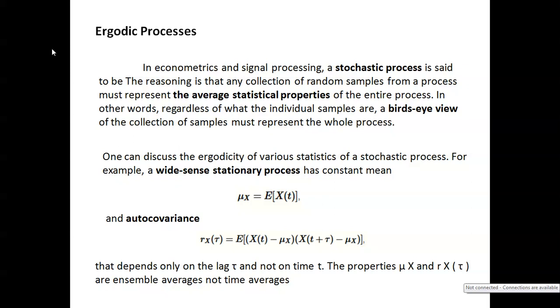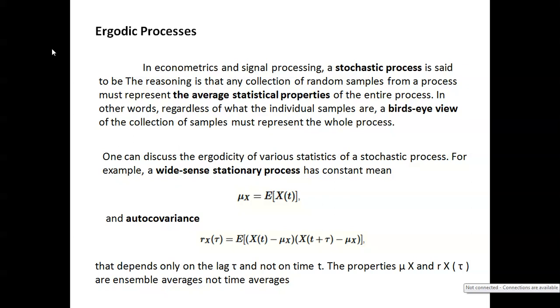So the ergodic process is wide-sense stationary with a constant mean. You can write it as mu x of t, and the autocovariance R x of tau equals E of x of t minus mu x times x of t plus tau minus mu x, which depends only on tau and not on the time. What is mu? Mu means mean. The mean deals with a single signal. Autocovariance deals with two signals.